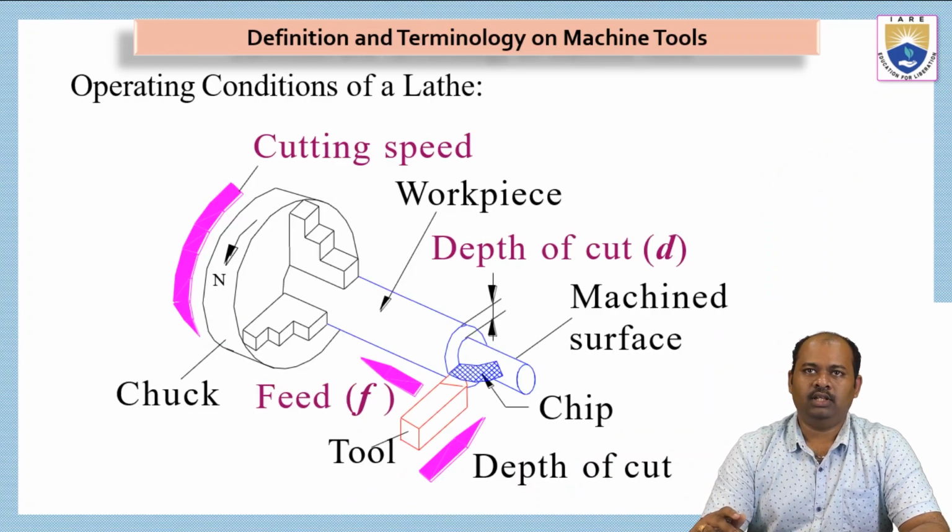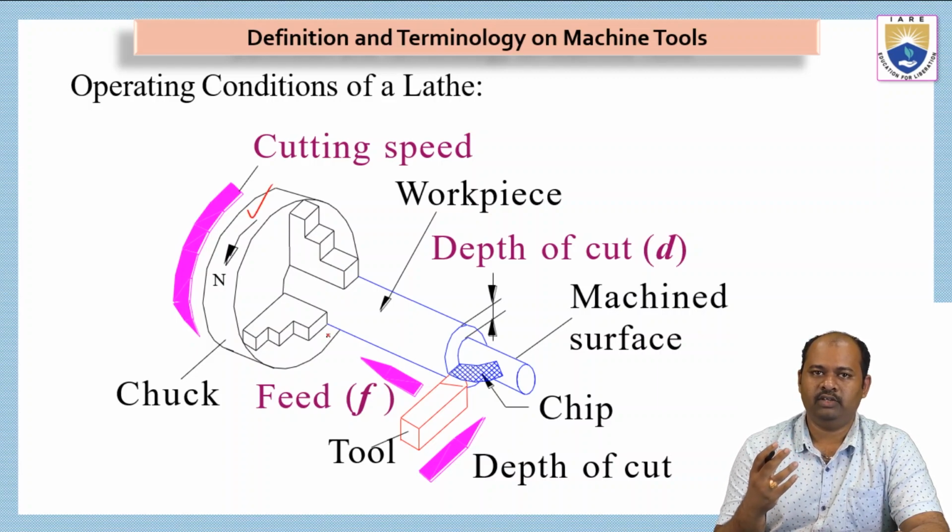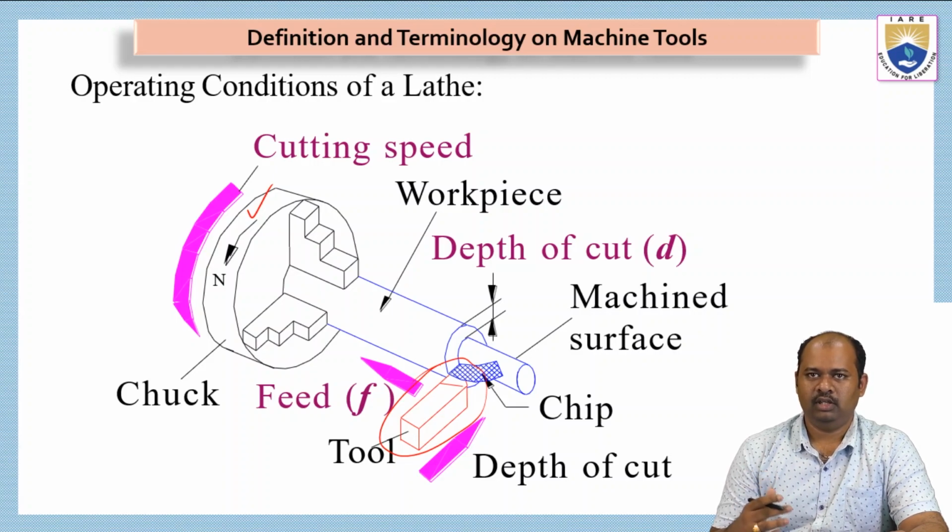Now let us see what are the operating conditions of a lathe machine. And when we see this figure, we have a chuck, which is the work holding device. That means the workpiece will be inserted into this chuck. And then we have a cutting tool. This cutting tool is responsible for removing the material from the workpiece.